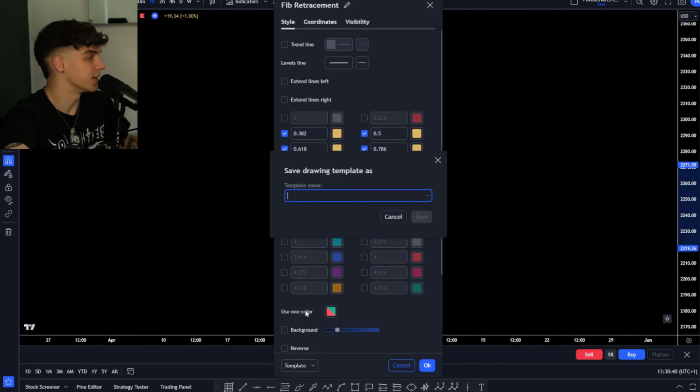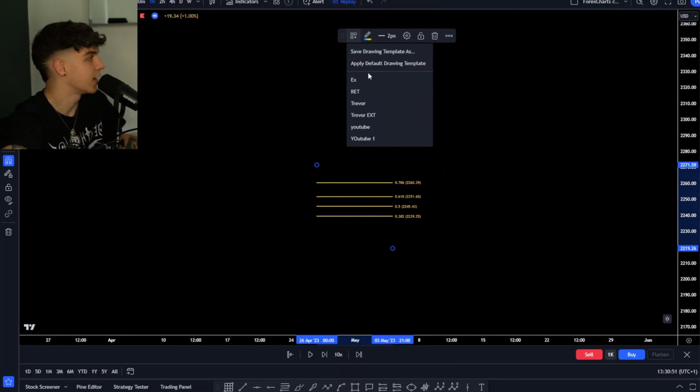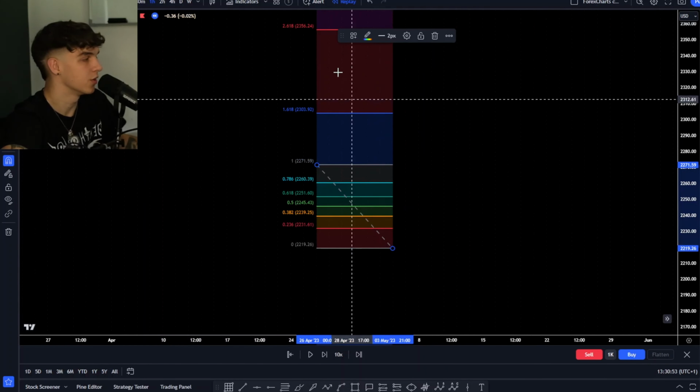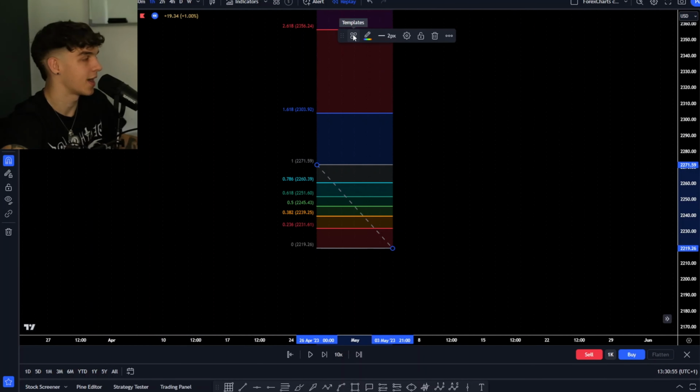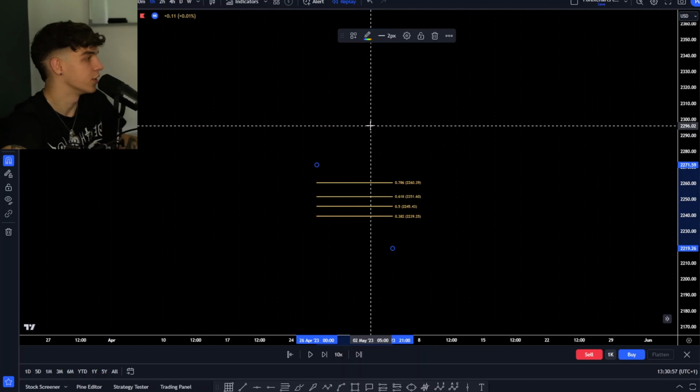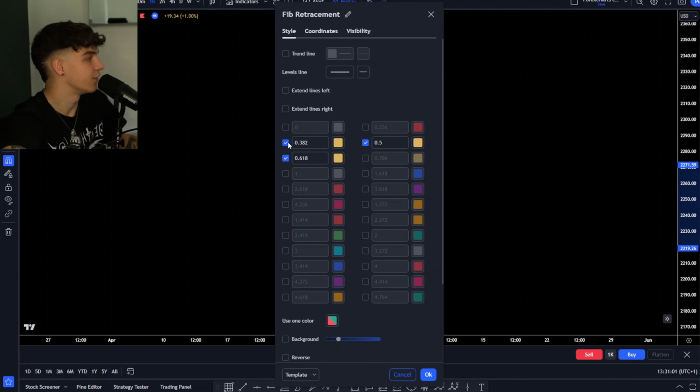Then we can go away and save this as a template. So I'm going to put YouTube. And once this is created, if you do get the default back, like so, all you want to do is go to the template tab here and go to the one that you created. So for now, I'm just going to get rid of the 0.786 and the 0.382, and we can go through some examples.